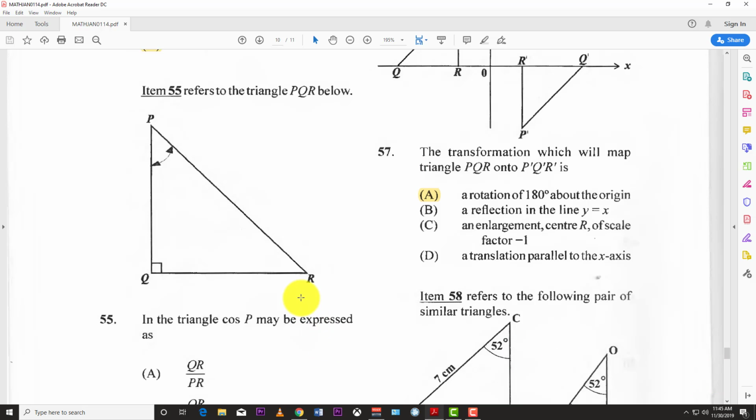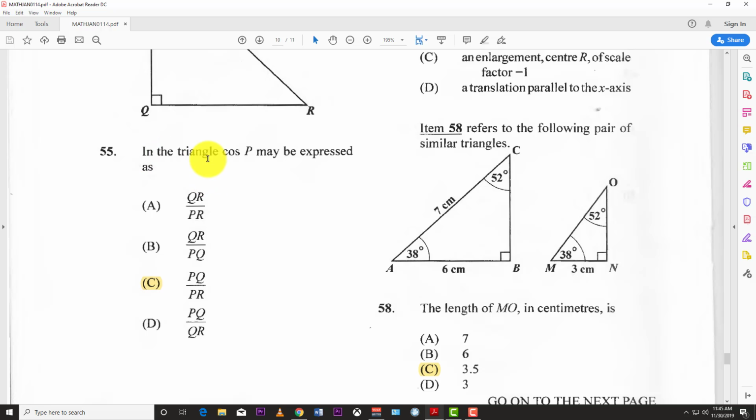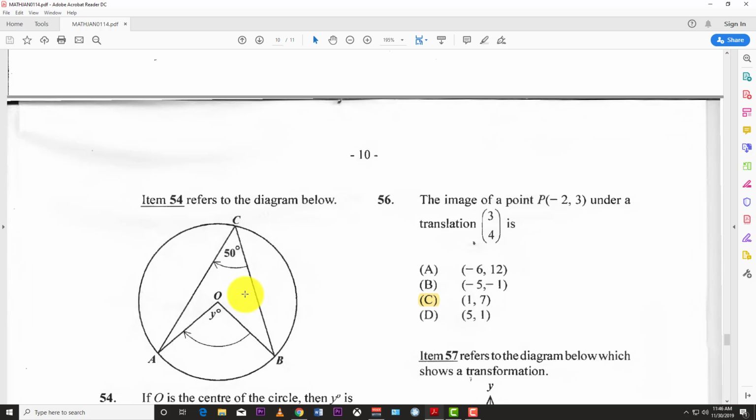55 refers to the triangle PQR below. In the triangle, the cosine of P may be expressed as, and the best answer here is PQ over PR. So that's PQ over PR.